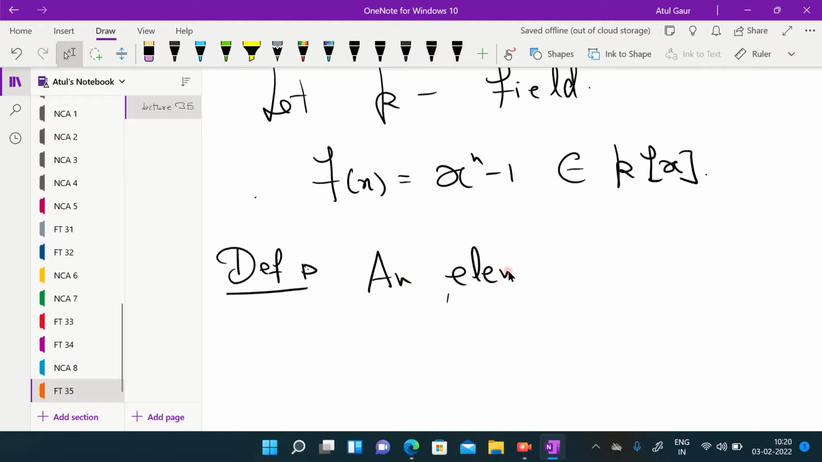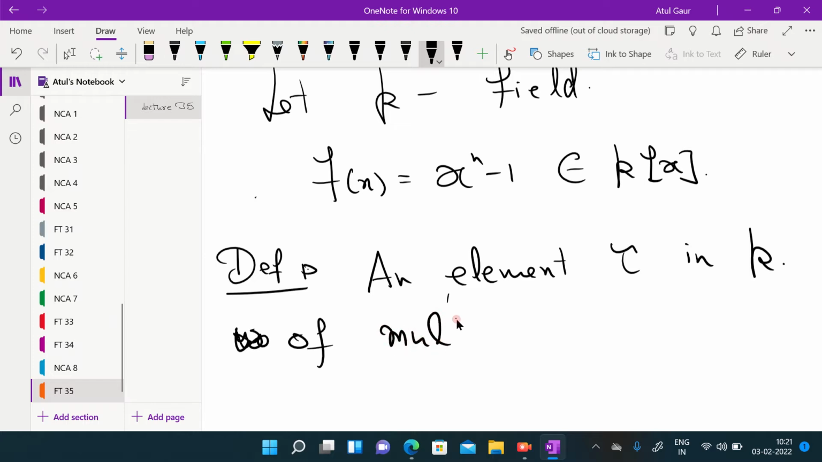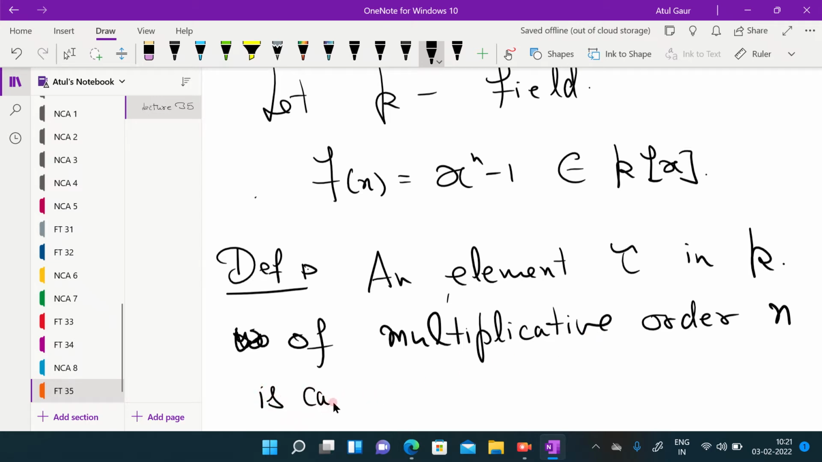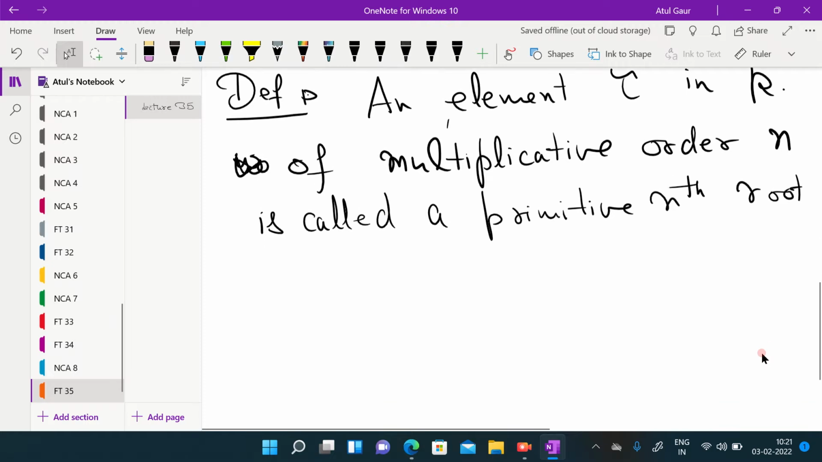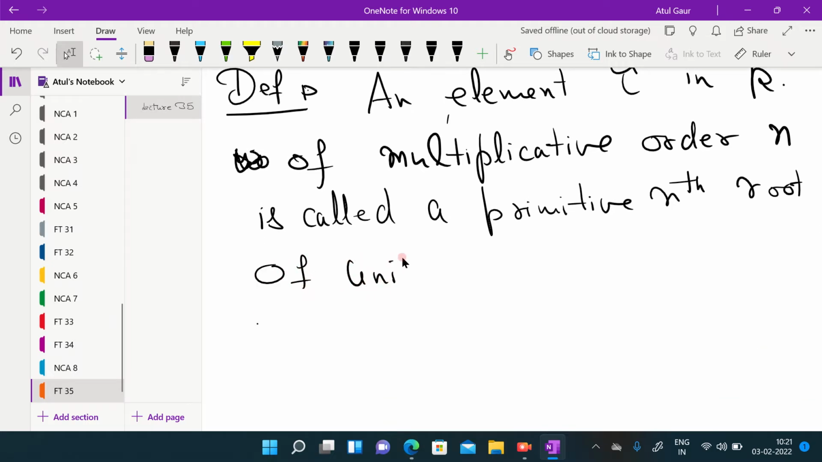An element tau in K of multiplicative order n, any element whose multiplicative order is n, is called a primitive nth root of unity. Got the definition?